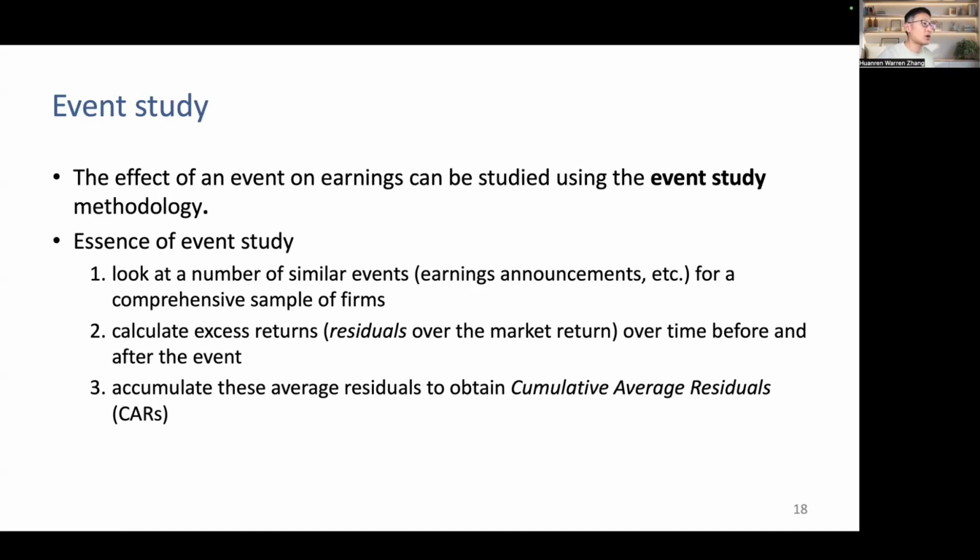And then we calculate the excess returns. It is the residual returns over the market return, right? We calculate those excess returns over time before and after the event. And then we accumulate the average residuals to obtain the cumulative average residuals. So from investigating the cumulative average residuals over time, we can have a sense of how the market reacts to the corresponding event, right? In this case, it could be the earnings announcement.